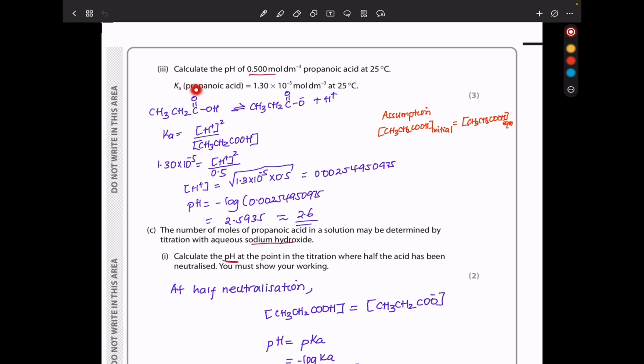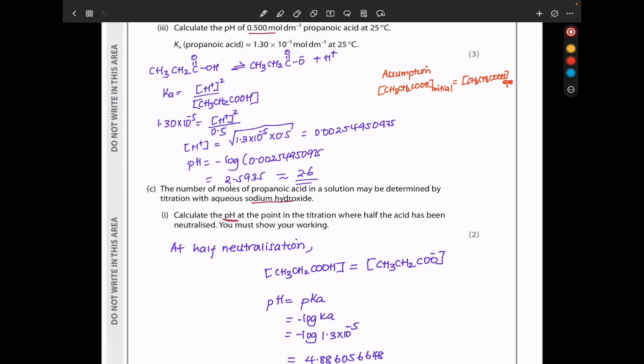They've given us the Ka at the same temperature. Because this is propanoic acid, it can dissociate, as we can see in this equation. And at equilibrium, the concentration of H+ and the propanoate ion are the same. So Ka is equal to the concentration of H+ squared divided by the concentration of the acid. Also, because this is a weak acid, the dissociation is not that big, so the equilibrium concentration and the initial concentration of the acid are the same.